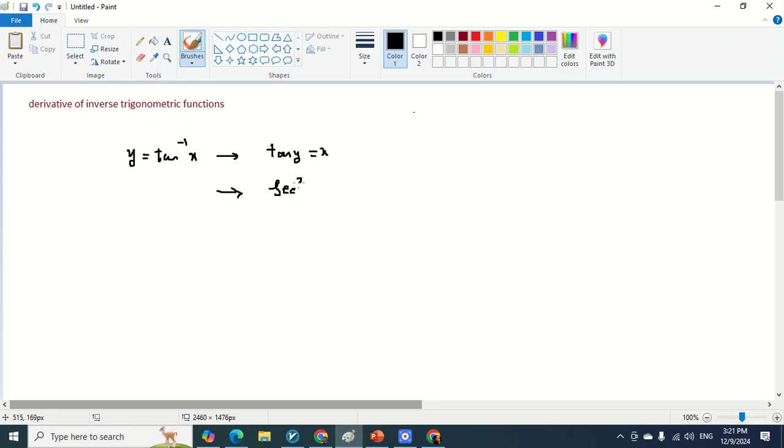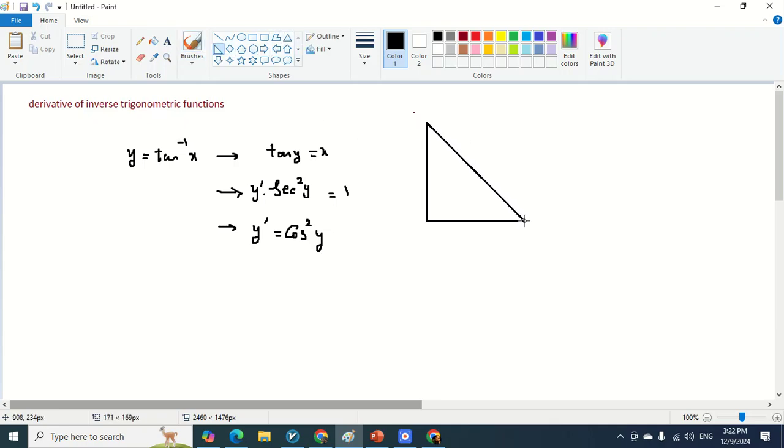So it will be secant squared of y times y prime. Let me put the y prime at the back. It's equal to the derivative of the right side, which is 1. So y prime is equal to 1 over secant squared of y, or cosine squared of y, because it's going to be the cosine squared of y. Right now you can still use the identity to calculate that expression, or simply use the trigonometric relations over there.